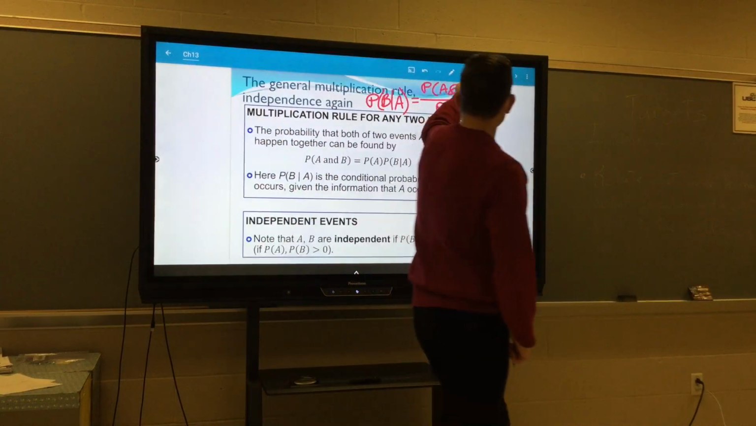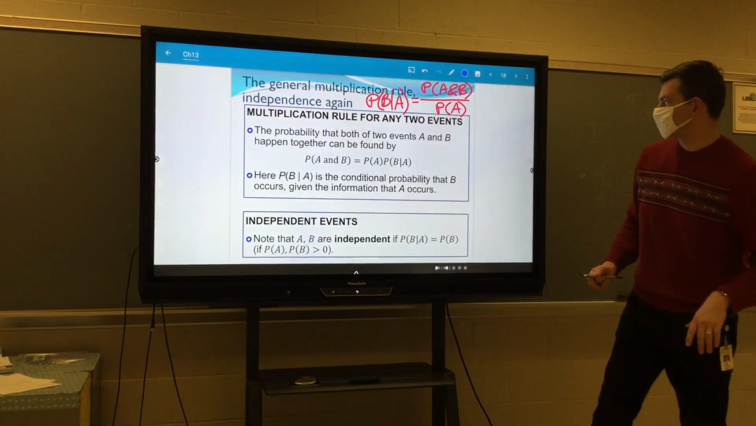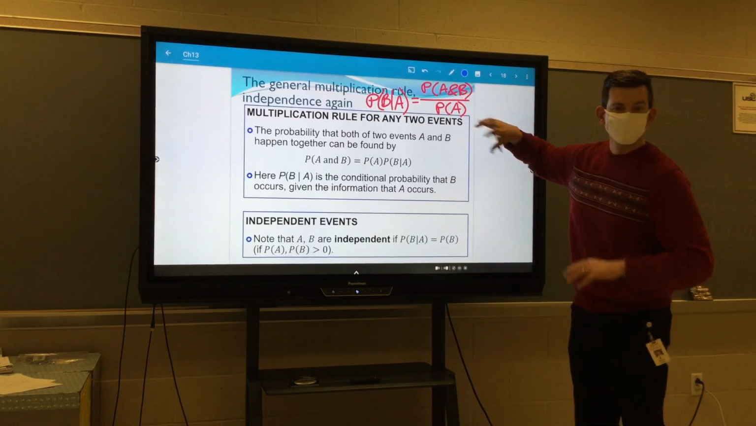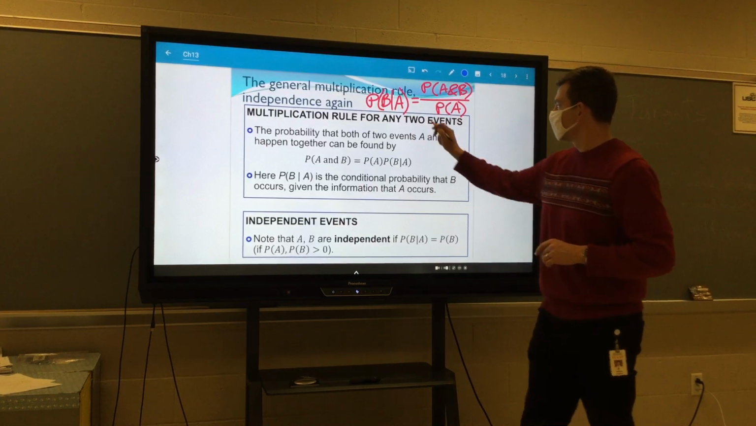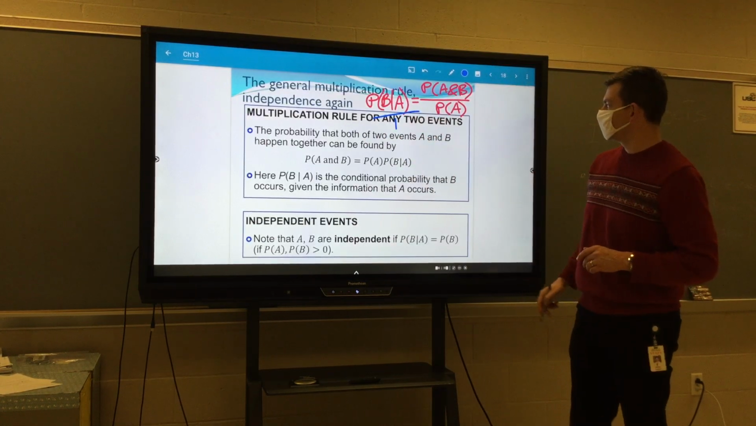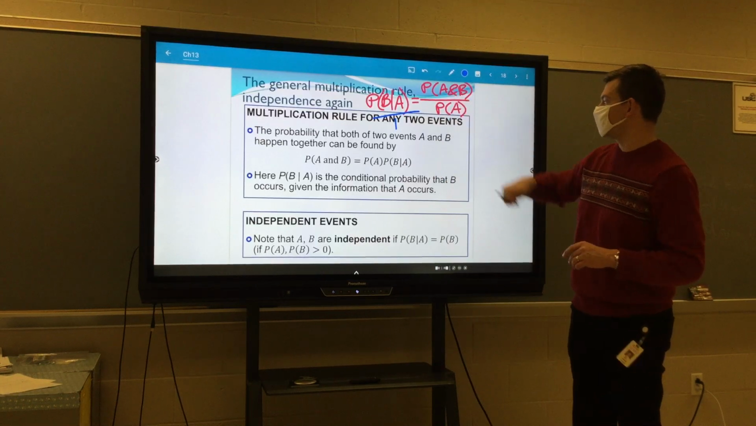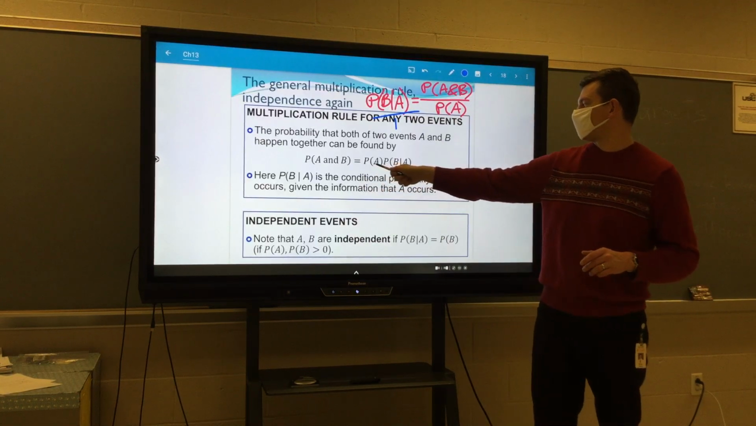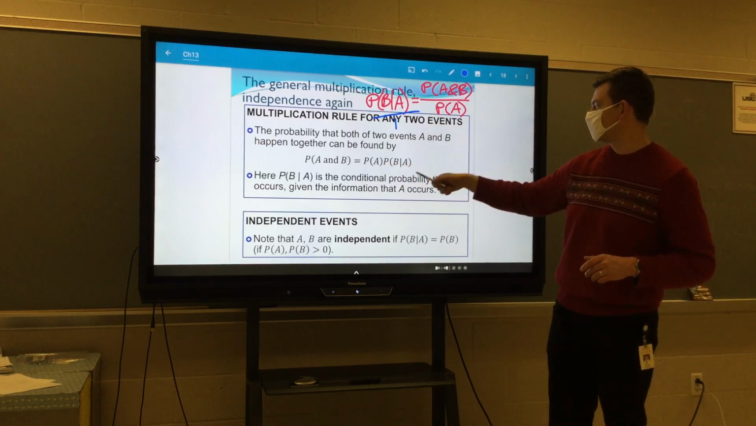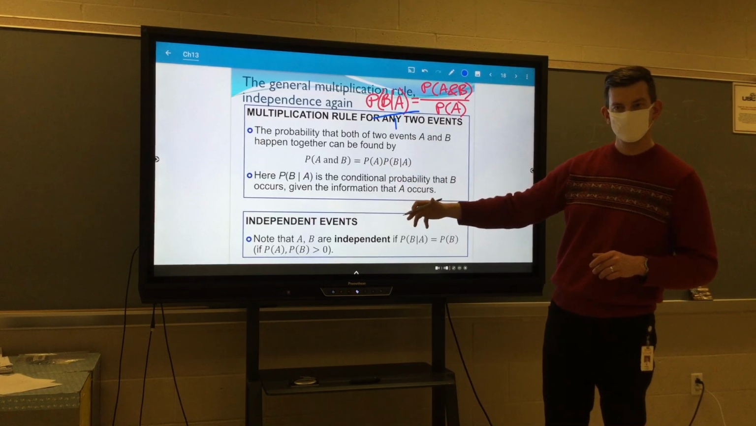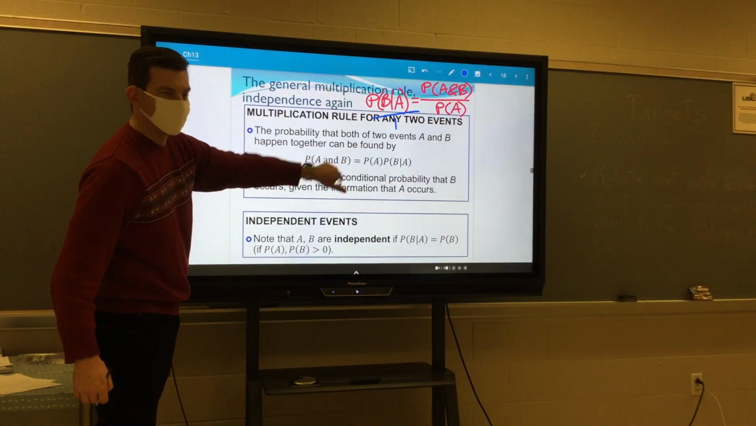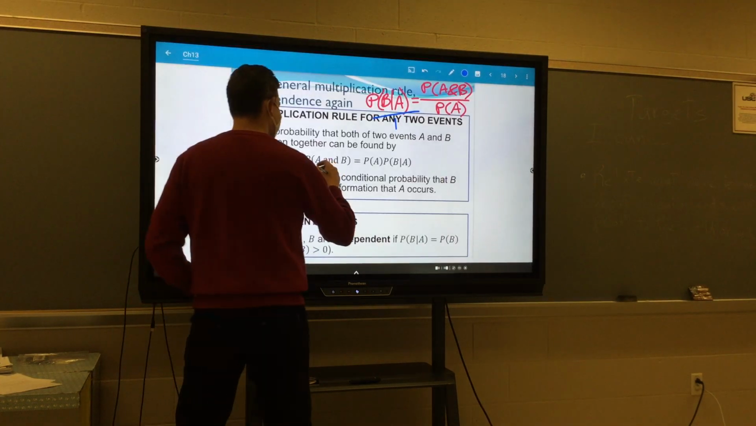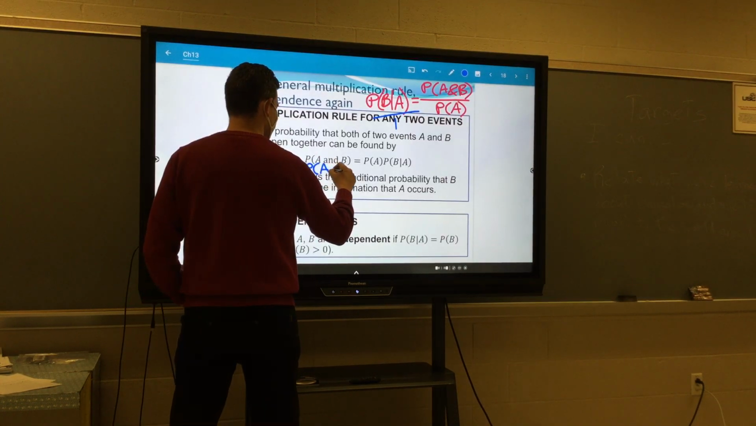Well, if you're looking at this as an equation, we want to solve this algebraically for the probability of A and B. Okay, both of these things happening together. Think of that as being over 1. Cross multiply, probability of A and B equals the probability of A times the probability of B given A. Okay, this is the same equation, just solved for the probability of both of them happening. Look at how this compares to our equation for independent events.